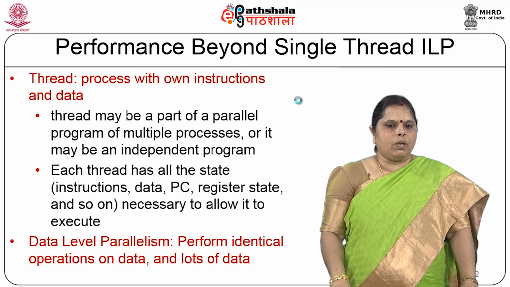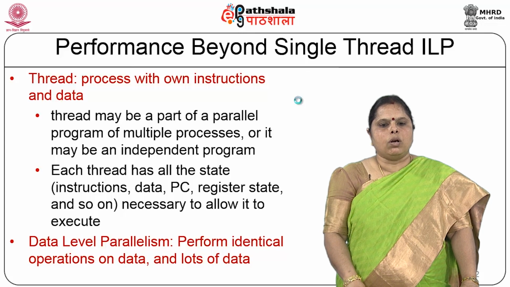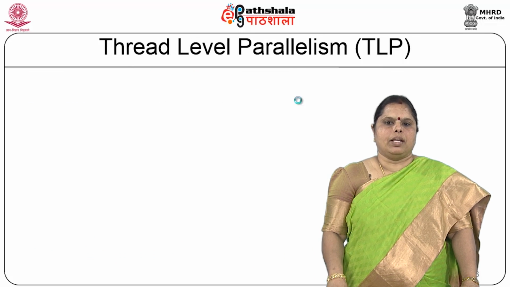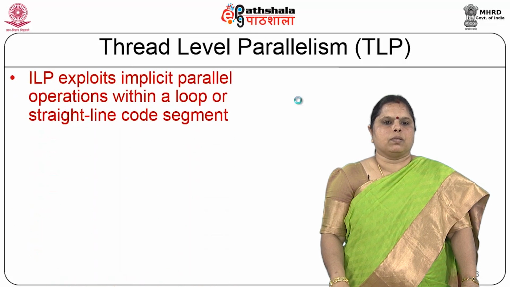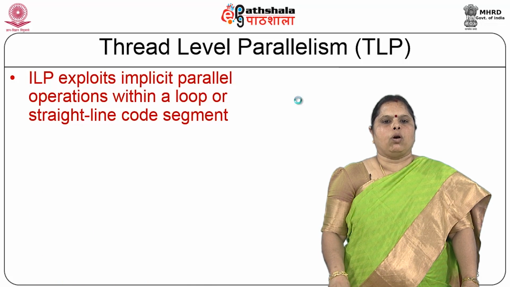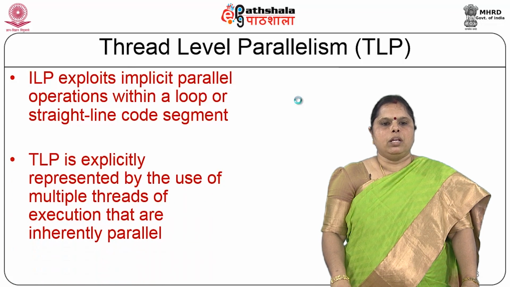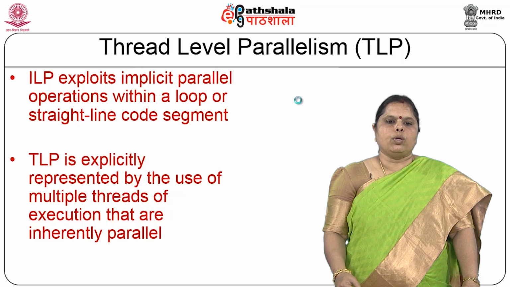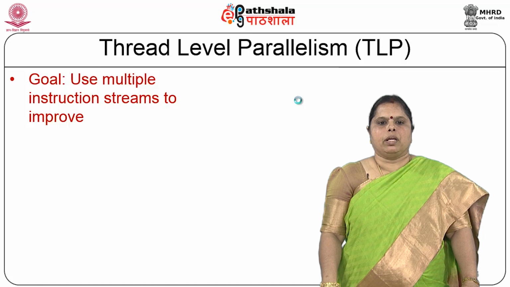Data level parallelism is basically performing identical operations on multiple sets of data. So, that is data level parallelism. What we are going to focus on in this lecture is thread level parallelism. In the case of ILP, it exploits the implicit parallel operations within a loop or a straight line code segment. Whereas TLP is explicitly represented by the use of multiple threads of execution that are inherently parallel. So, we are trying to exploit this explicit parallelism that is available in your application programs.